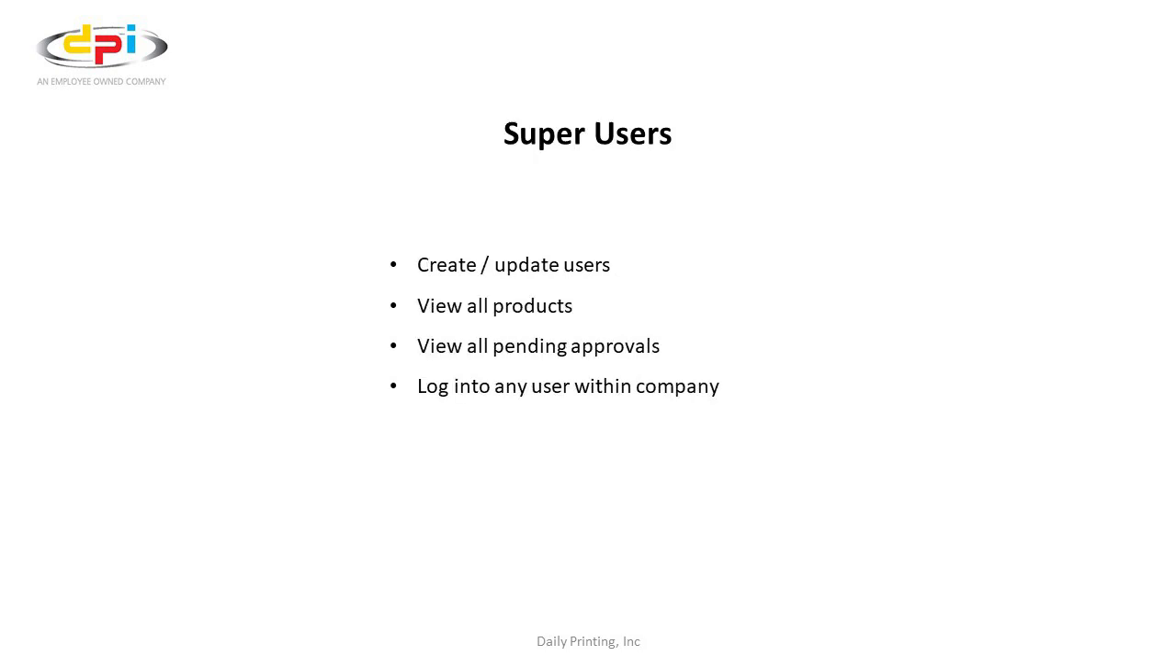The last feature I wanted to talk about was super user access. Each storefront can appoint one super user. This special type of user is given management abilities within the storefront. They have the ability to create new users or update existing users, view all products across all groups and categories, have all pending approvals sent to them, and can even log in to any user within their company. These are all tools that can be fantastic in certain situations.